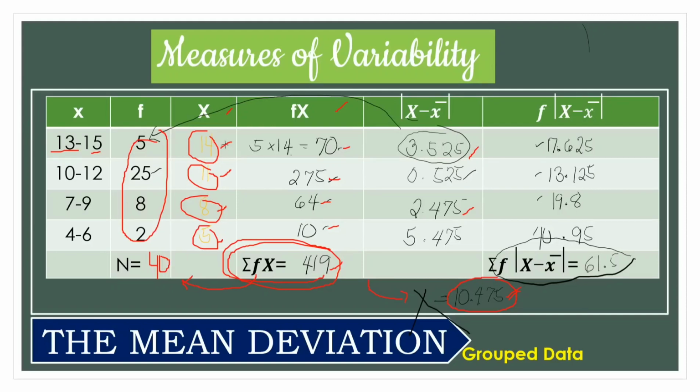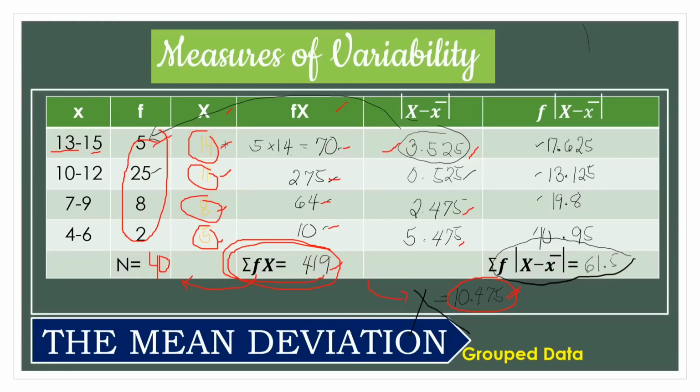10.475 is equal to negative 5.475, but again, we will get the positive equivalent, or the absolute value. That's why we will write 5.475. Next, we multiply our frequency by the absolute value of the difference between the class mark and the value of the mean. Or we simply multiply these two pairs.